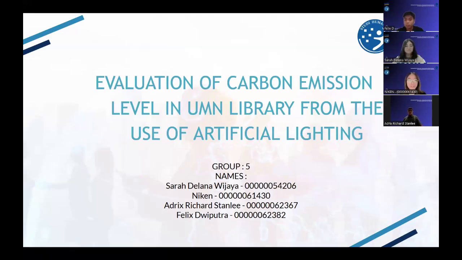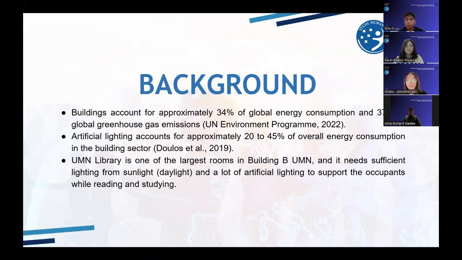We will present an article entitled Evaluation of Carbon Emission Level in UMN Library from the Use of Artificial Lighting. For the background, buildings contribute to around 34% of global energy use and 37% of greenhouse gas emissions, with artificial lighting accounting for 20 to 45% of energy used in this sector. The UMN Library, one of the largest spaces in Building B, requires sufficient daylight and artificial lighting to support reading and studying activities.